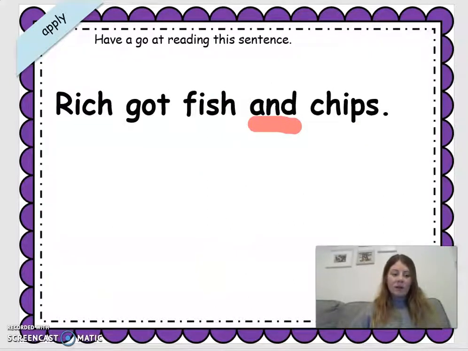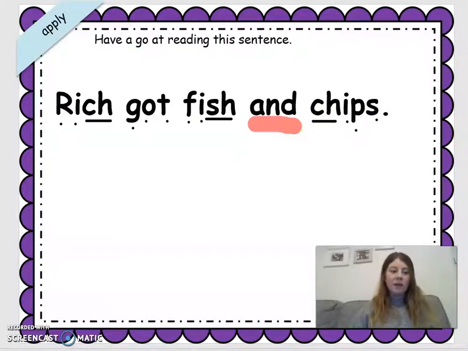Now let's look for any digraphs that we know. Can you see any in this word? Ah, there's one. Ch. Can you see any in the other words? Nope, there aren't any in this one. Let's have a look at this one here. Oh, there's a digraph. Can you see it? It's sh. And then let's have a look at this last one. Oh, there's the ch digraph.